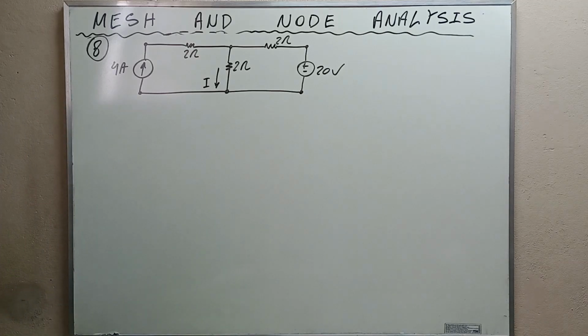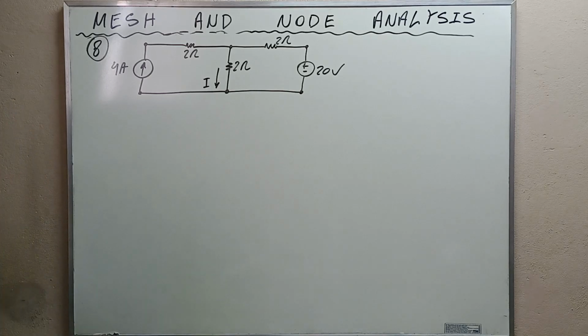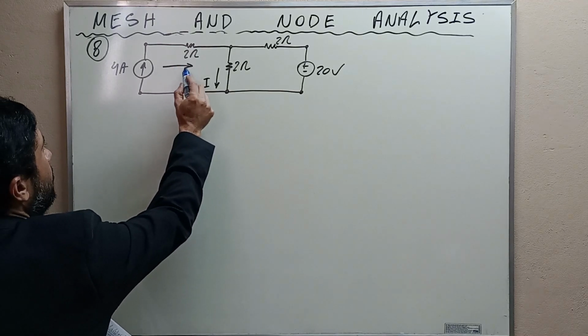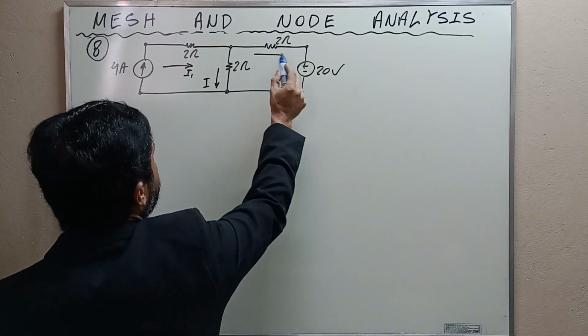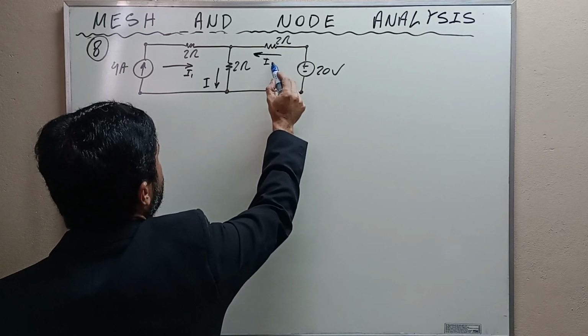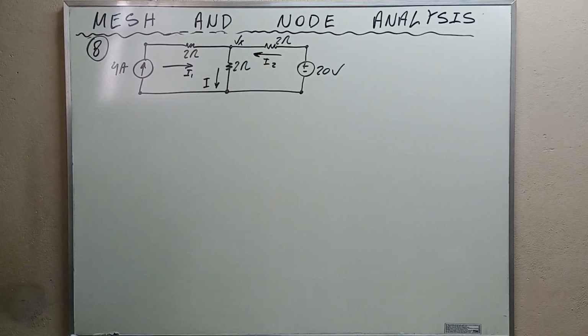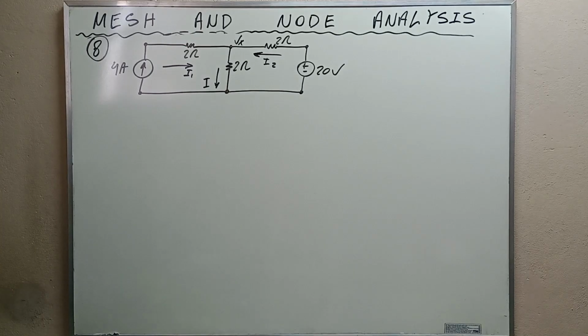Exercise number 8, determine the current I in the circuit. Okay, this is a simple exercise. The exercise only wants us to calculate the value of this current. And to do so, let's use some labels here. I'm gonna label this current here I1, this current here I2, and this voltage here, the voltage of this node here, I'm gonna call it Vx.